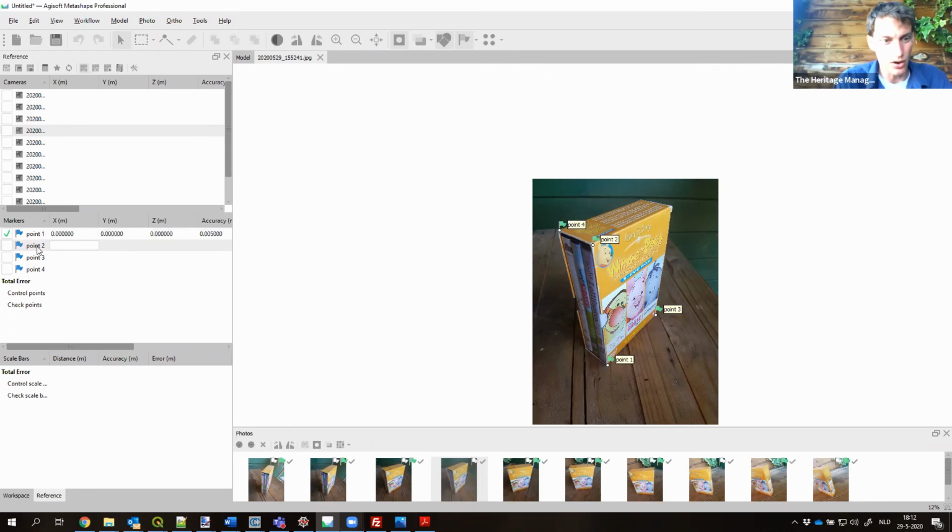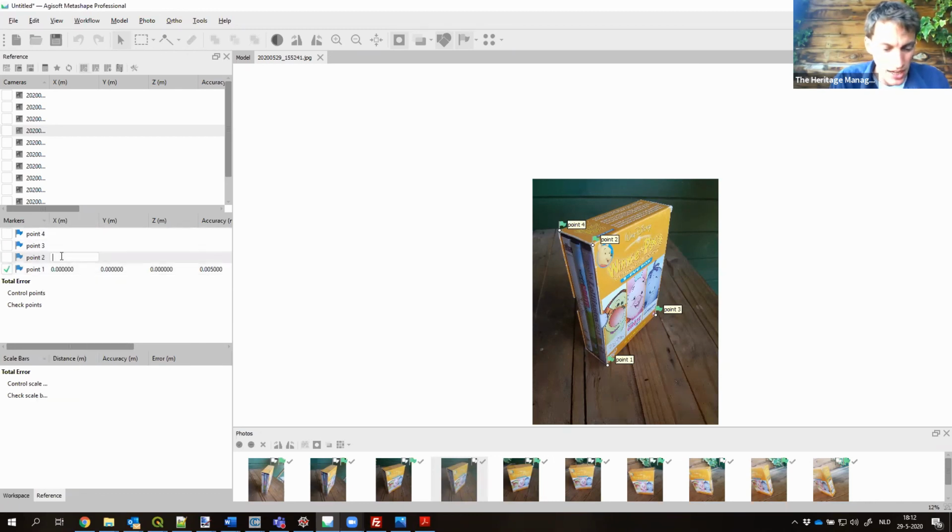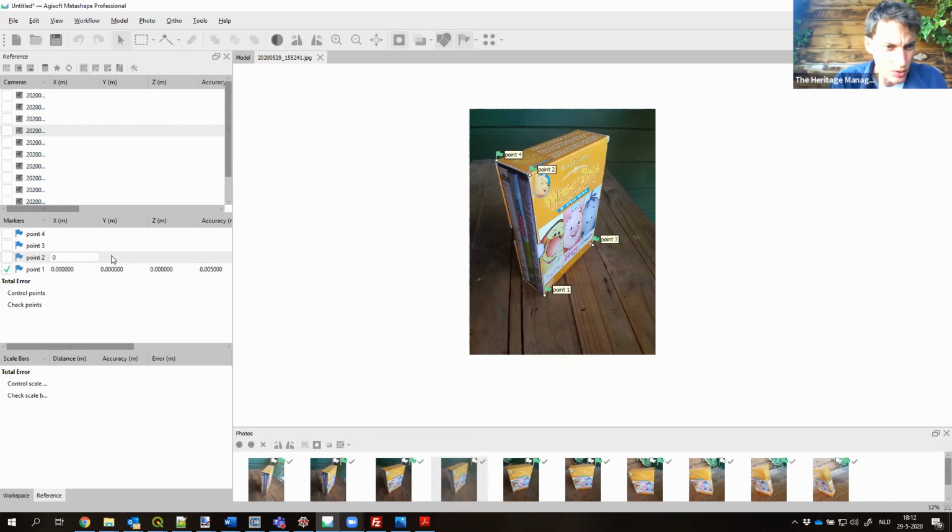So either I can say, okay, the distance from here to here, I select my 2 points, right click, add scale bar, and I can say 19 centimeters. But in this case, I will just say that my x coordinate here is 0, my y coordinate is 0, and my z coordinate is 0.195. And this is my z-axis. The point 3 in this case is situated on my x-axis. My x dimension was 14 centimeters.